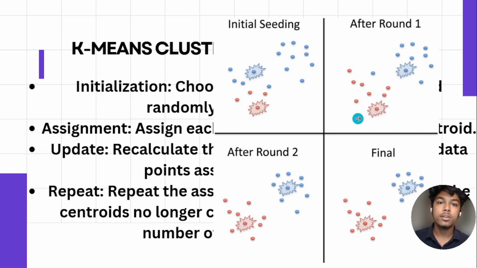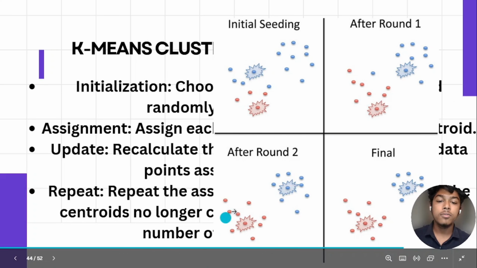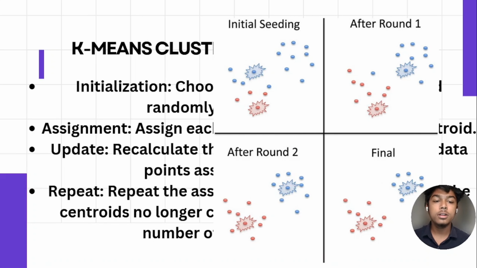Okay, so first I have initialized two centroids, red and blue. After round one of k-means clustering, we can see that most of the red points have arrived at the red centroid and most of the blue points at the blue centroid. After round two, it is clear that we have created two clusters, red and blue. The final one will look the same as the previous one. So, the example.